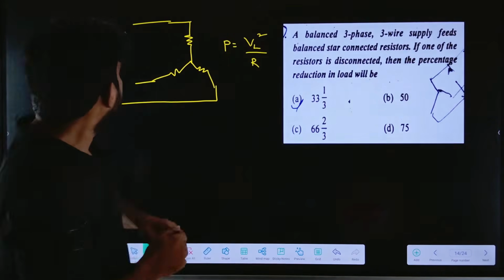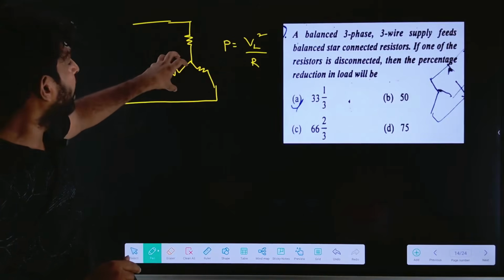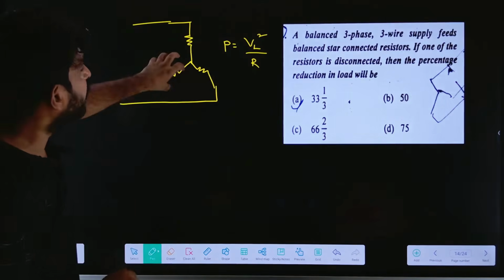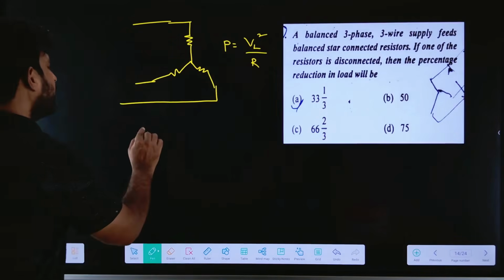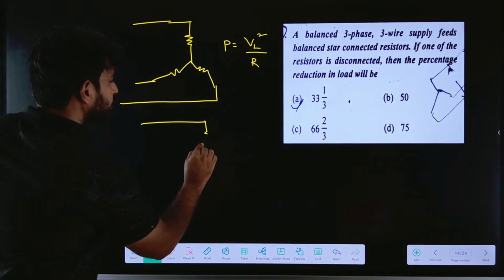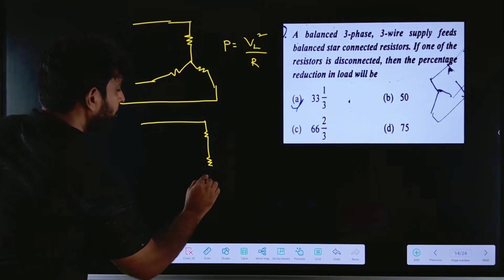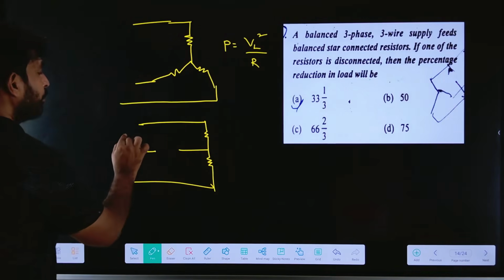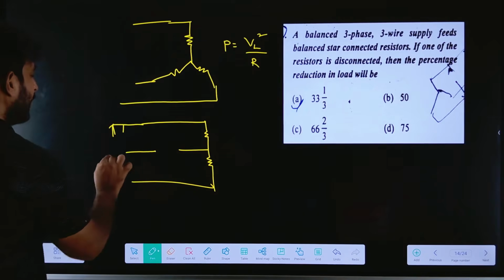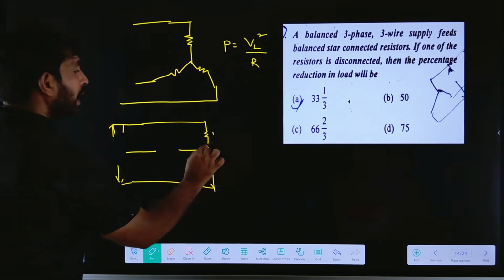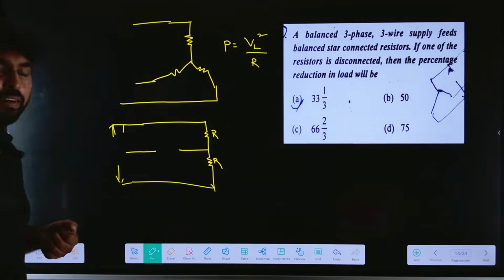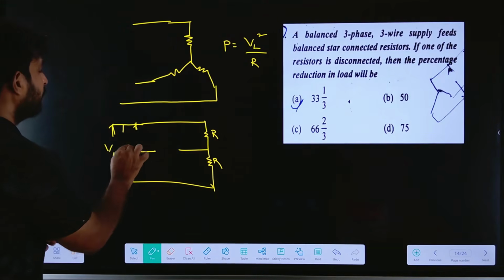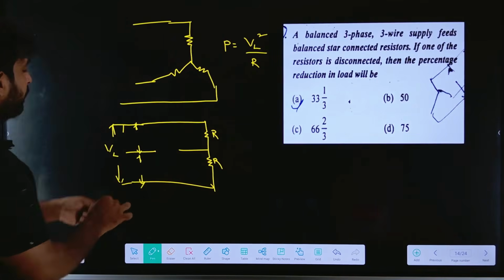Now, what happens if one of the resistors or one of the loads has been removed? So here it will be like this. Now if one of the resistances has been removed, the line voltage will be like this. So it is R and R. If I find the power, what is the power here? It is the line voltage, right? So here it is VRY, VYB and VBR, line voltage.